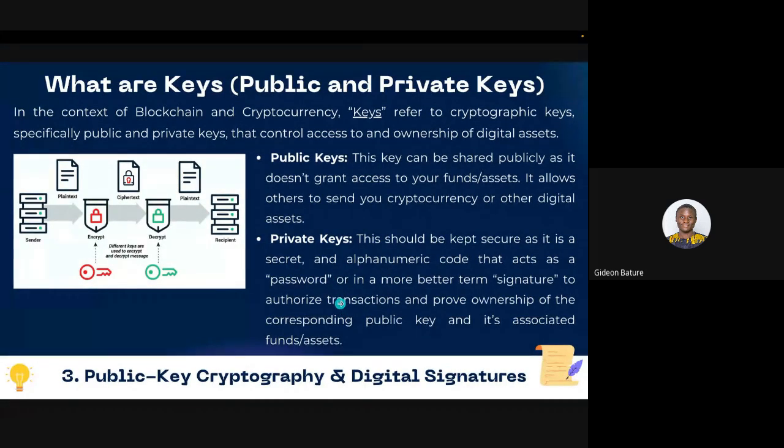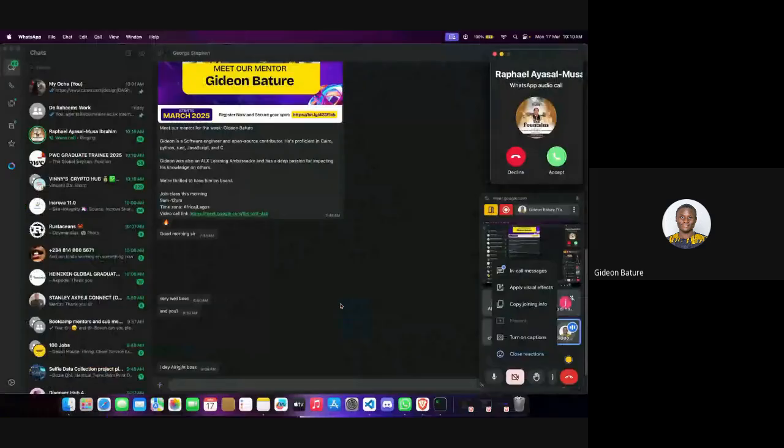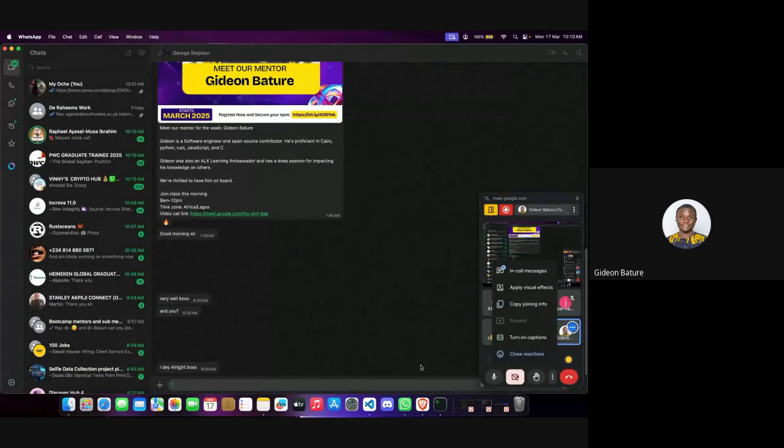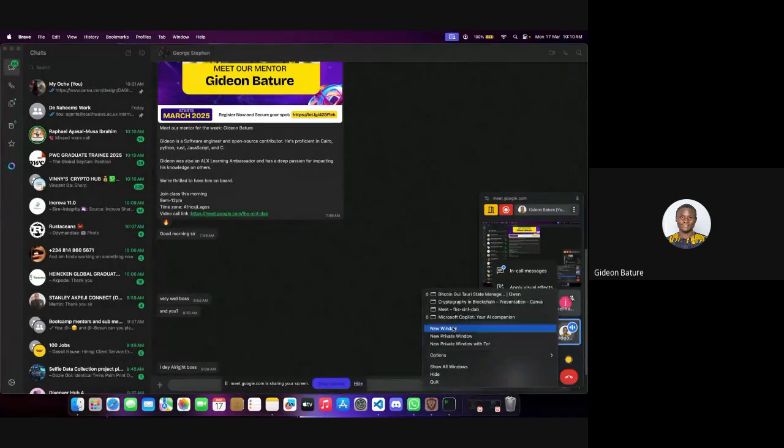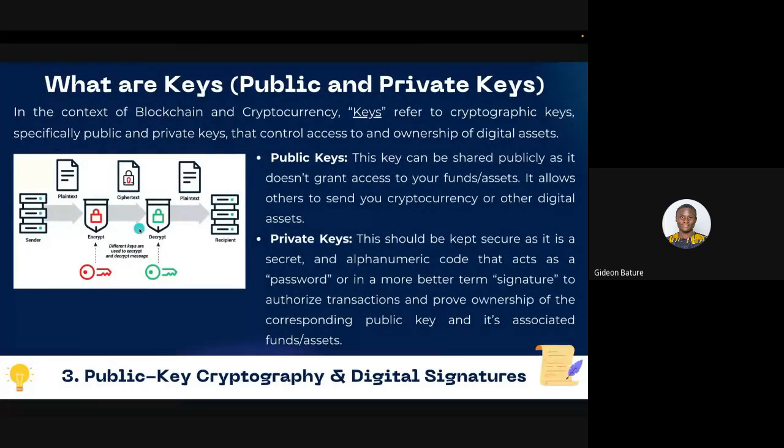So for those that have probably done a kind of transaction, even those that used to farm, I know some people here must have farmed Telegram airdrops, right? I can see somebody is laughing. You people must have farmed Telegram airdrops.